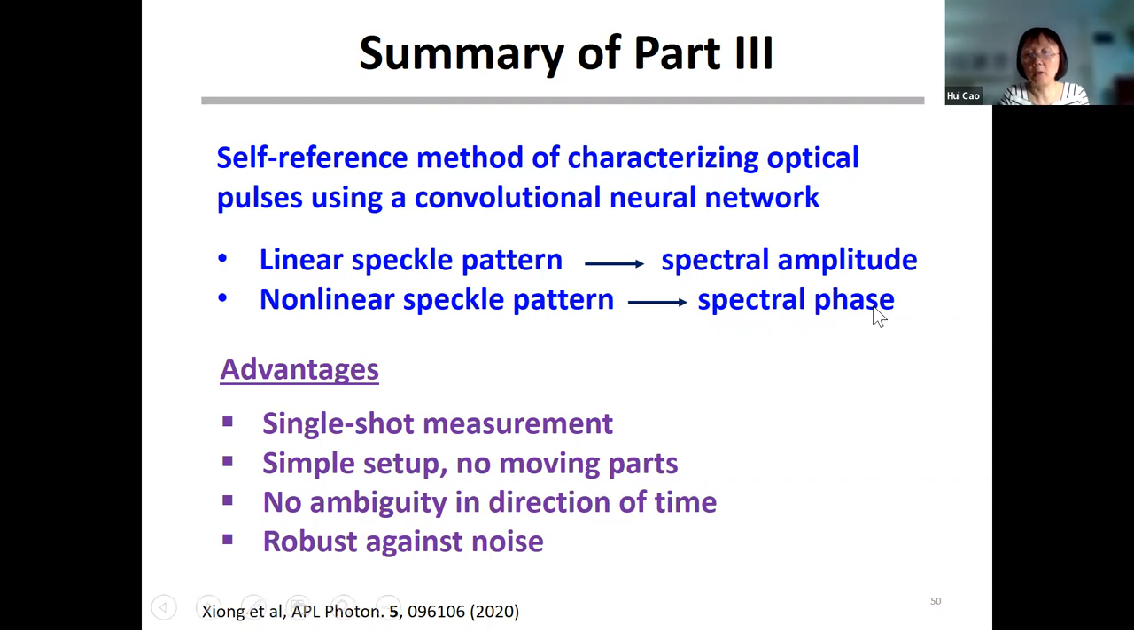I must say there's also work by Professor Mordechai Segev's group. They say that by using just a nonlinear spectral pattern, they can recover both amplitude and phase, so we don't need to do two measurements.